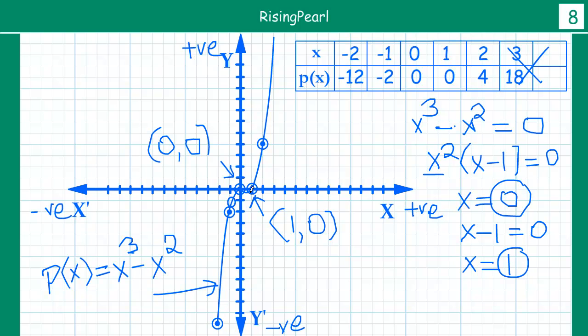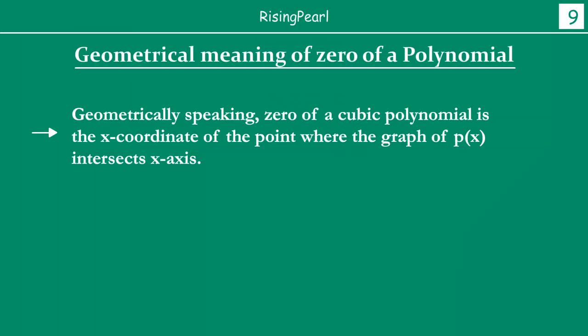And simply by looking at the graph again, it is precisely at these 2 points, that is at (0, 0) and (1, 0), we see that this graph cuts the x-axis. So friends, from here we can actually conclude that, and this is pretty much what we have been seeing throughout, which is that geometrically speaking, the zero of a cubic polynomial, or we should say at this point for any polynomial, is the x coordinate of the point where the graph of the polynomial intersects or cuts the x-axis.